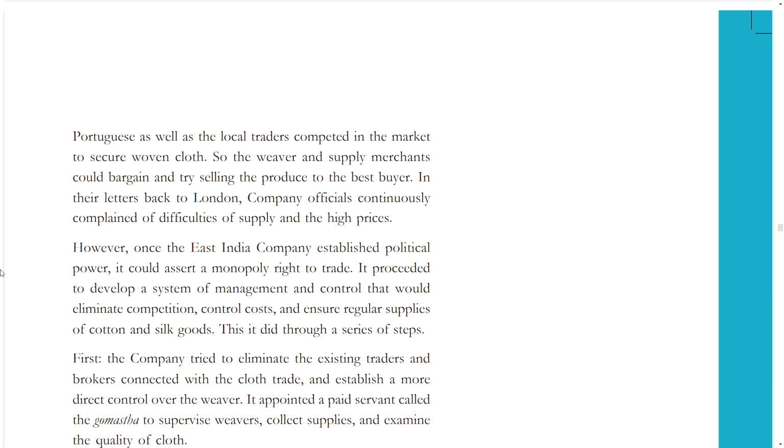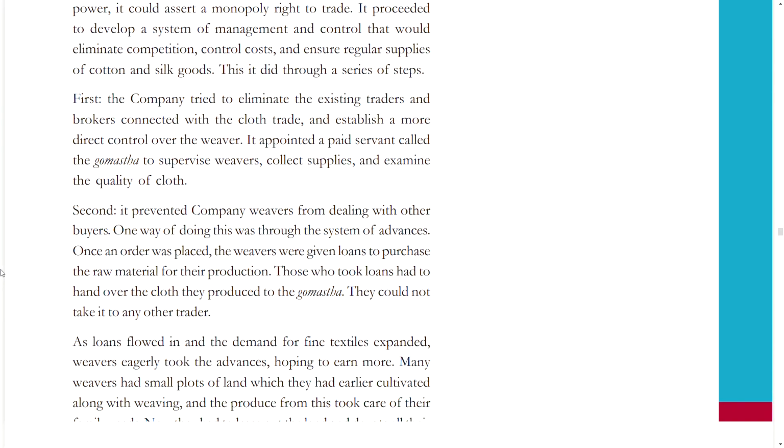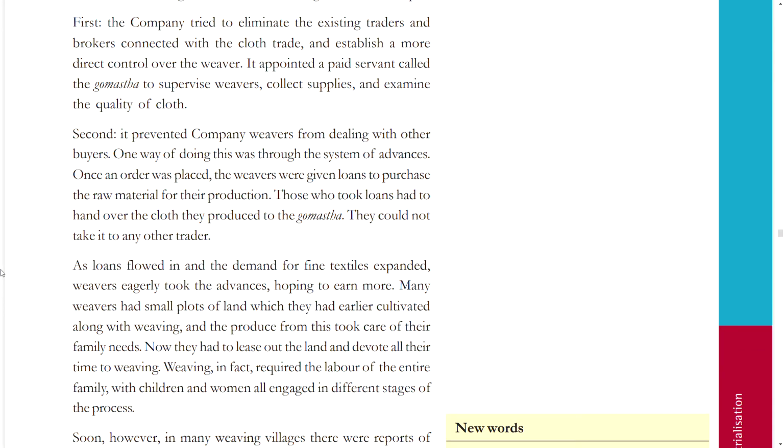It proceeded to develop a system of management and control that would eliminate competition, control cost, and ensure regular supplies of cotton and silk goods. This it did through a series of steps. First, the company tried to eliminate the existing traders and brokers connected with the cloth trade and establish a more direct control over the weaver. It appointed a paid servant called the Gomastha to supervise weavers, collect supplies, and examine the quality of cloth.